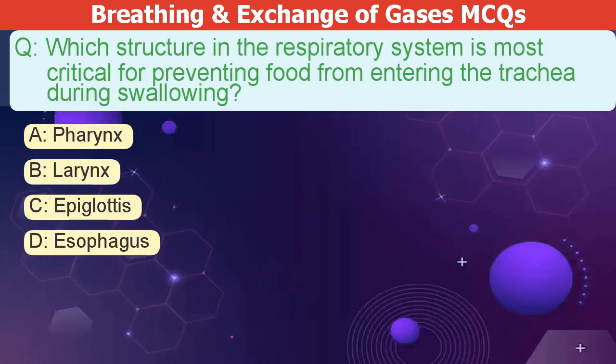Which structure in the respiratory system is most critical for preventing food from entering the trachea during swallowing? A. Pharynx. B. Larynx. C. Epiglottis. D. Esophagus.